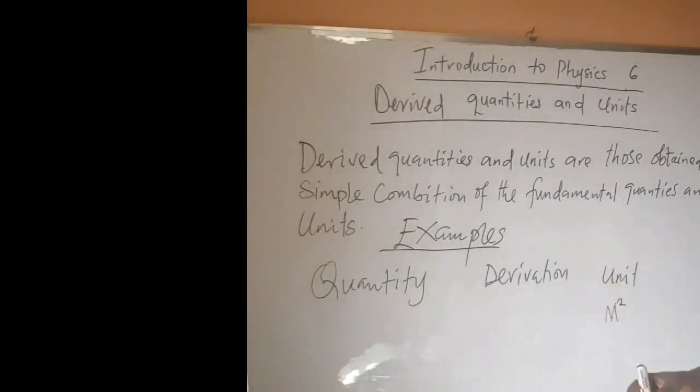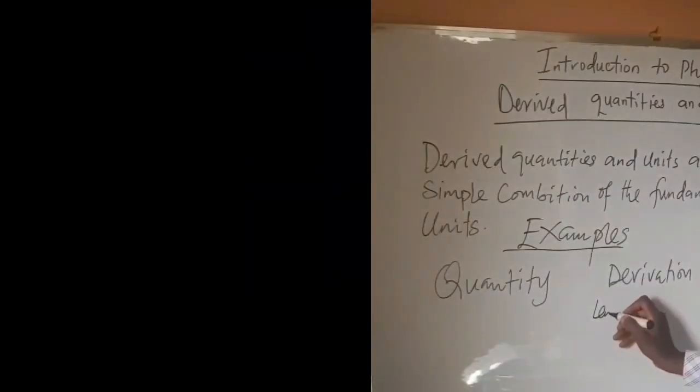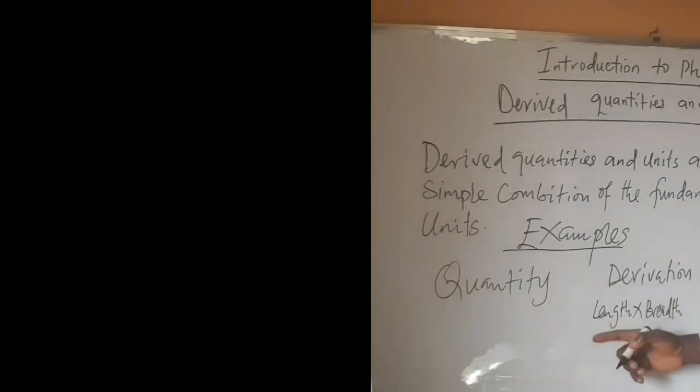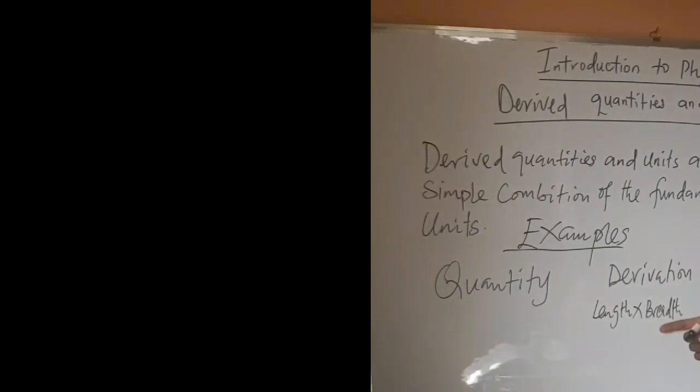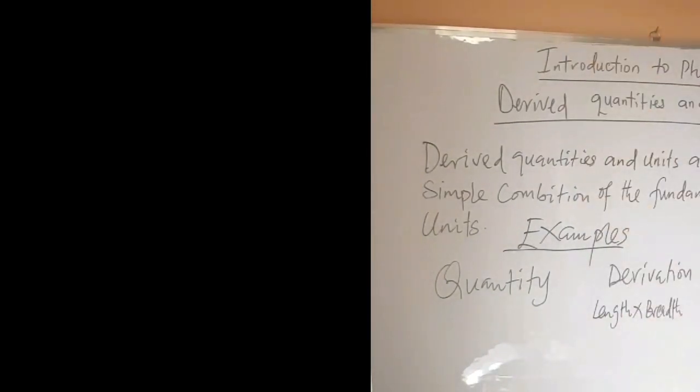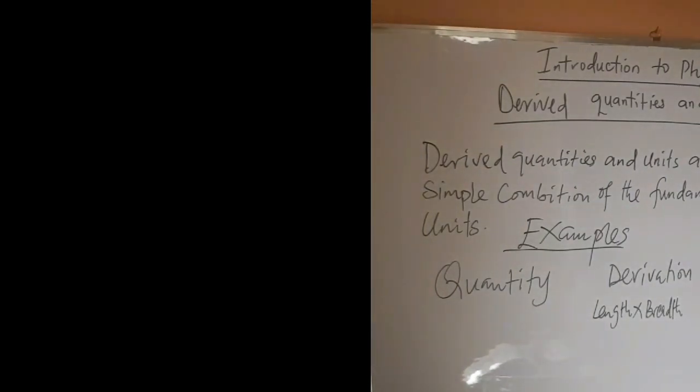So under the derivation, we can set length multiplied by breadth. Then immediately a question will come up. Length, we are aware of. Breadth, we are not aware of it in our fundamentals when we were talking about the examples of fundamental quantities. Breadth, we don't know this. But it's very simple. Let's take this whiteboard, for example. If this is considered as the length, then this should be the breadth.